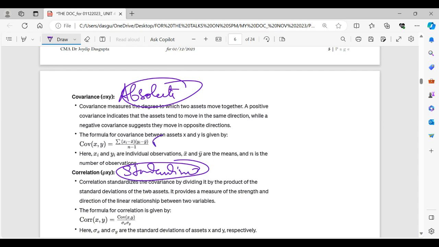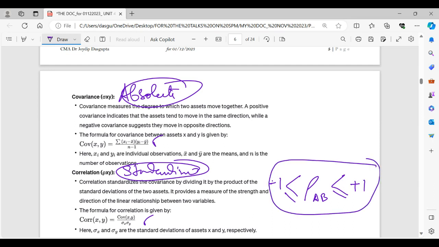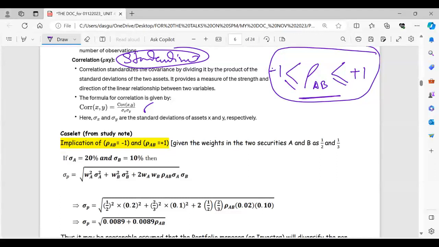And this is the formula of covariance. This is the formula of correlation. As you know, the correlation of two securities A and B shall be between -1 and +1. So this is a big advantage over covariance, where you don't understand the meaning of the number. But both mean the same thing: how two shares, two securities, two debentures are moving. If it is +1, there is absolute positive correlation. If it is -1, absolute negative correlation.